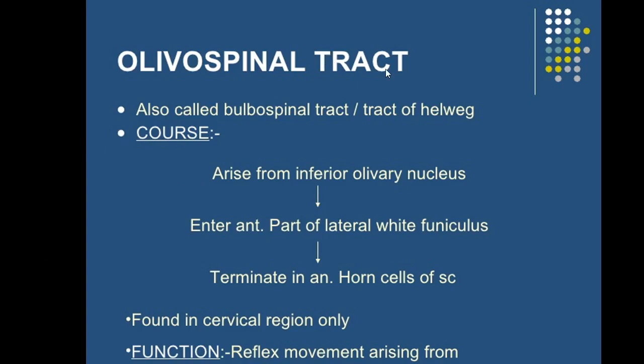Olivospinal tract. Also, it is called bulbospinal tract or the tract of Helweg. It arises from the inferior olivary nucleus, and descends in the anterior part of the lateral funiculus. It terminates in the anterior horn cells of the spinal cord. It is found in the cervical region only. Its function is the reflex movement arising from proprioception.